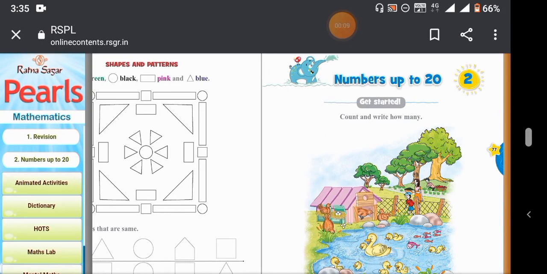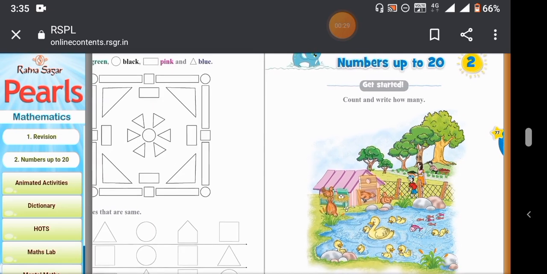So, children, before going to start the class, you need to sit along with your maths textbook, pencil, and eraser. So, let's start the second chapter, numbers up to 20 of grade 1 maths. Now, children, observe the screen, count and write how many.